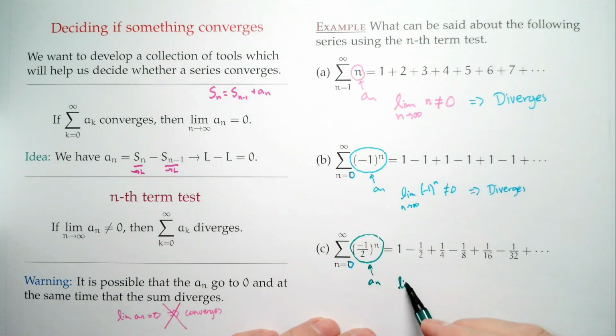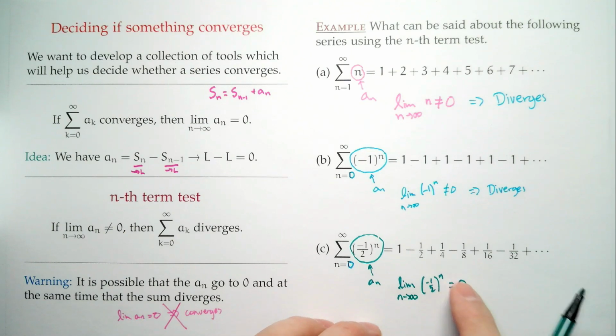So what's the limit as n goes to infinity of minus 1/2 to the n? Well, the answer is 0, right? Because it's a small number. When you raise a small number to n, that's going to get very, very small. And the limit goes to 0.